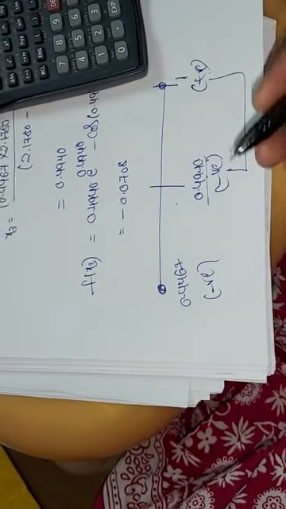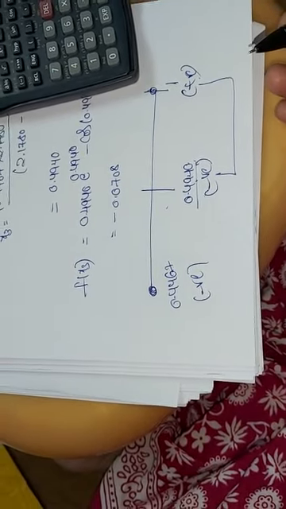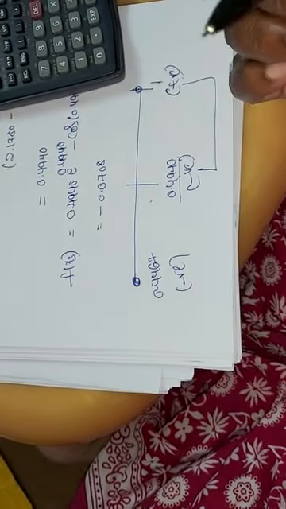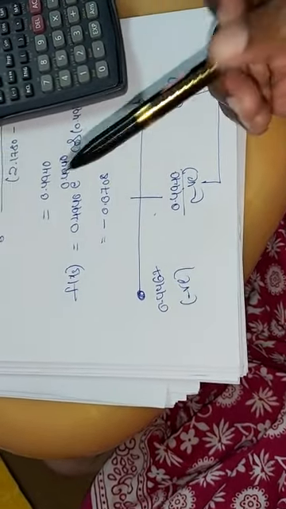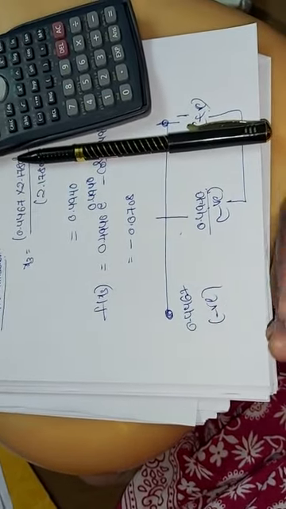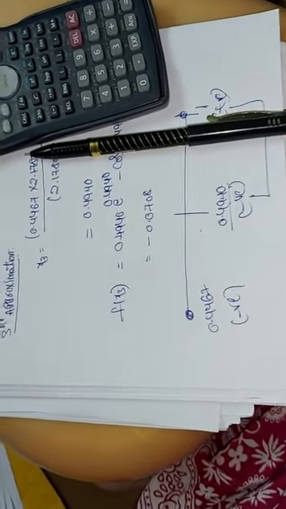Okay, now you have to continue this procedure until you get two successive approximated values that are the same. Complete this problem and tell me the answer, and post it to me. Okay.